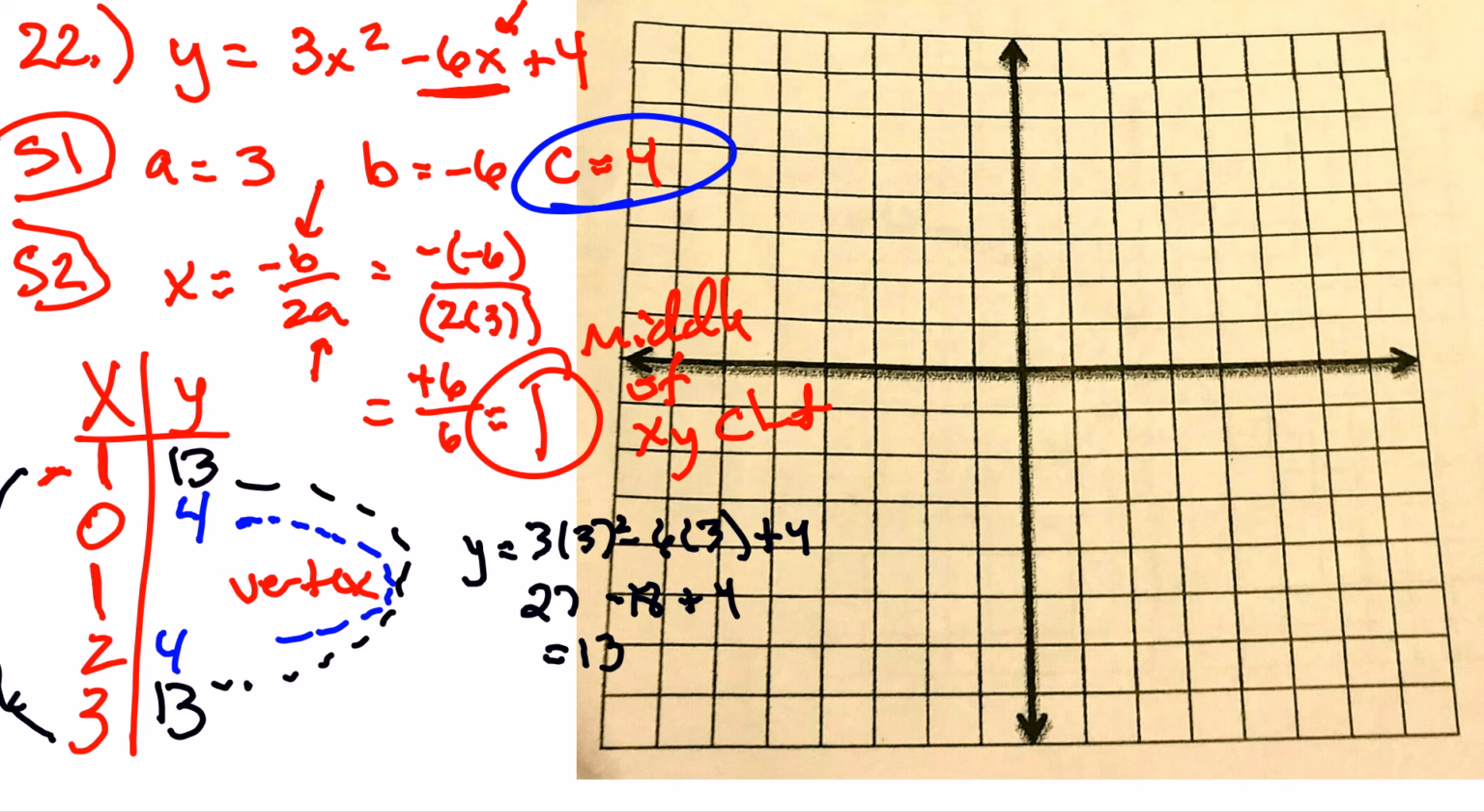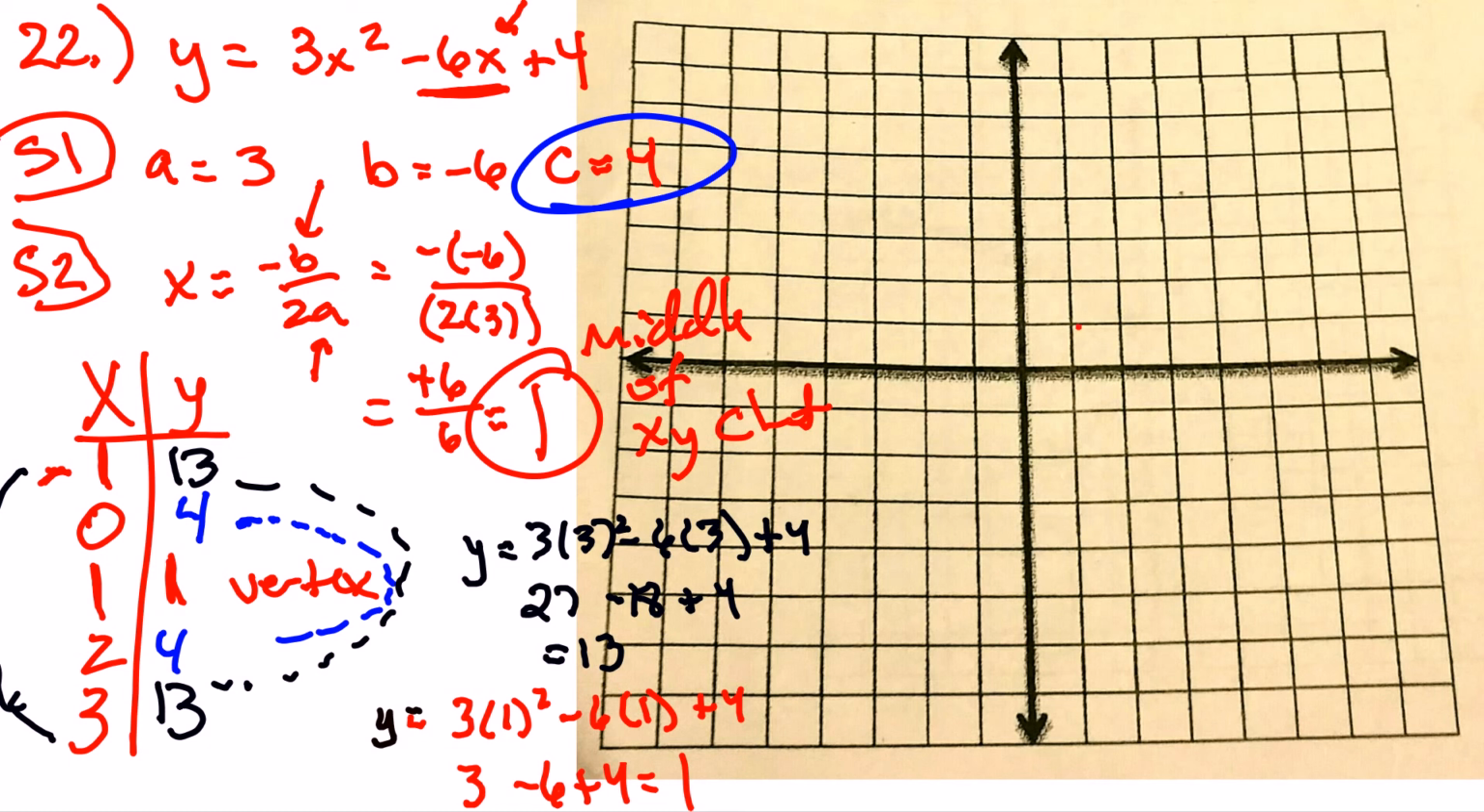Now the last one I have to plug in is 1. So I'm going to say y equals 3 times 1 squared minus 6 times 1 plus 4. 1 squared is 1 times 3 is 3 minus 6 plus 4, that equals positive 1. So I put a 1 right here. It's just coincidence that it's 1, 1. It's not always going to be 1, 1. It could be 1, 2. It could be 1, 11. It doesn't matter. But in this case, it is 1, 1.